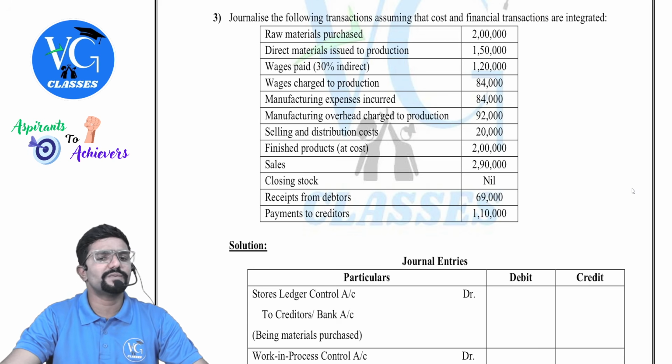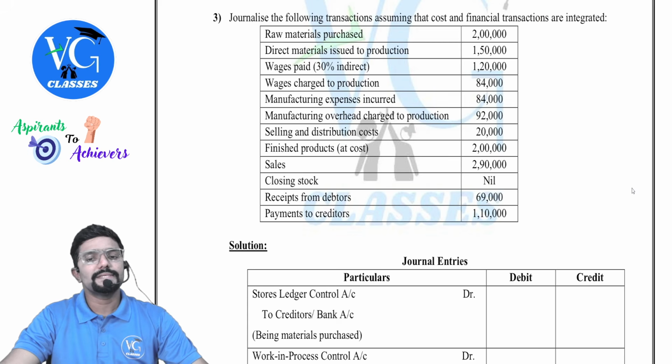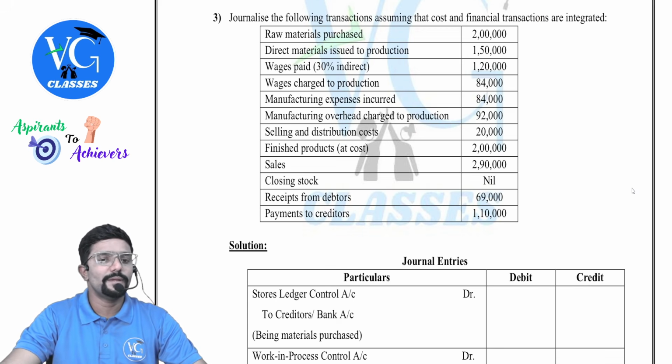Finished products at cost, which is nothing but cost of production, 2 lakh. Sales 2 lakh 90. Closing stock is nil itself. Received from debtors is 69,000. Payment to creditors 1 lakh 10,000.